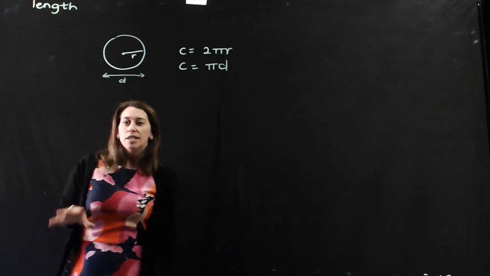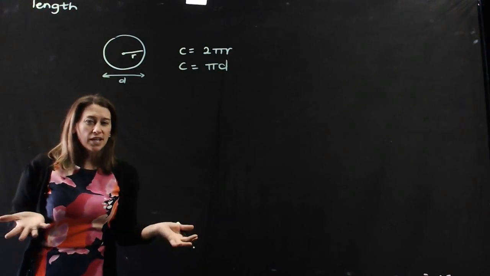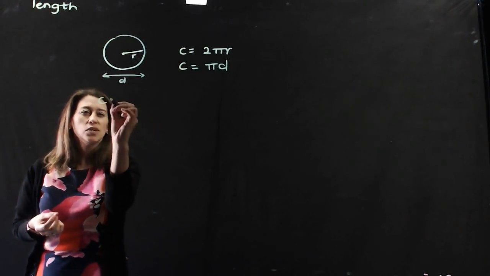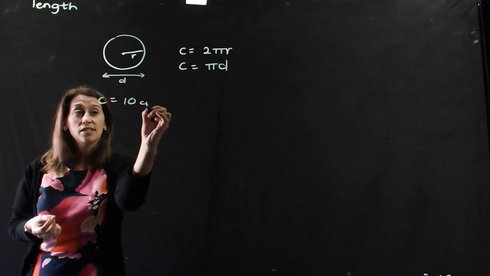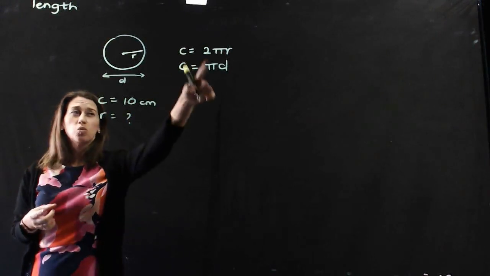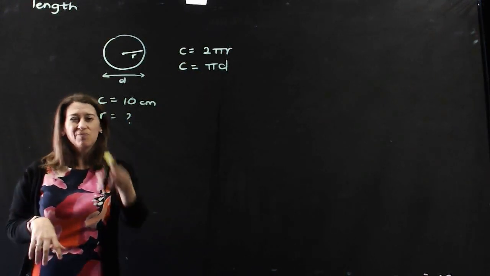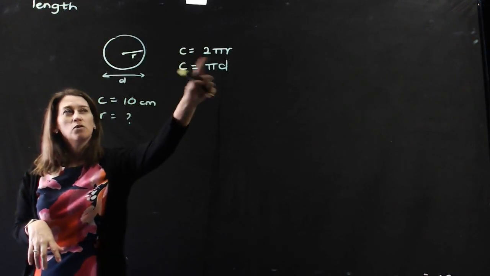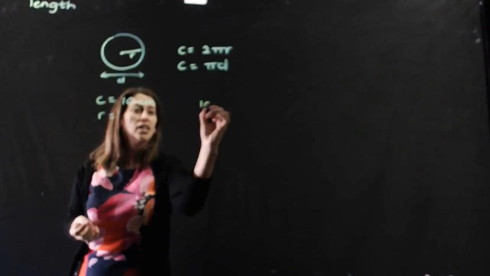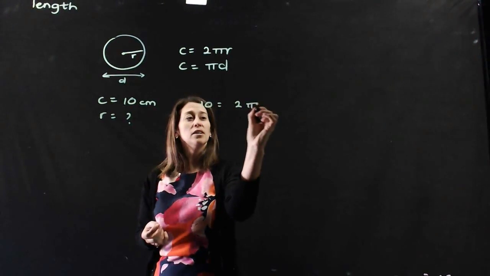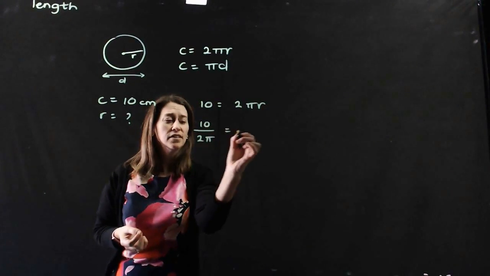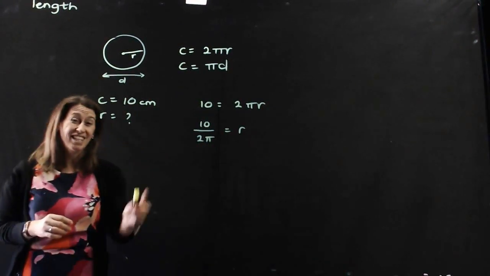Now, for argument's sake, say we were given the circumference of a circle. Let's suppose in a question, the circumference is 10 centimetres. Find the radius. What I've got to do in this case is choose which of these two formulas is easier to use. Because I'm trying to find the radius, I'm going to use this formula up here. I'm just going to replace the C with 10 and substitute in. So I get 10 equals 2 pi r. Rearranging to find r, I'm going to divide by 2 pi. So the radius is 10 divided by 2 pi in exact form.